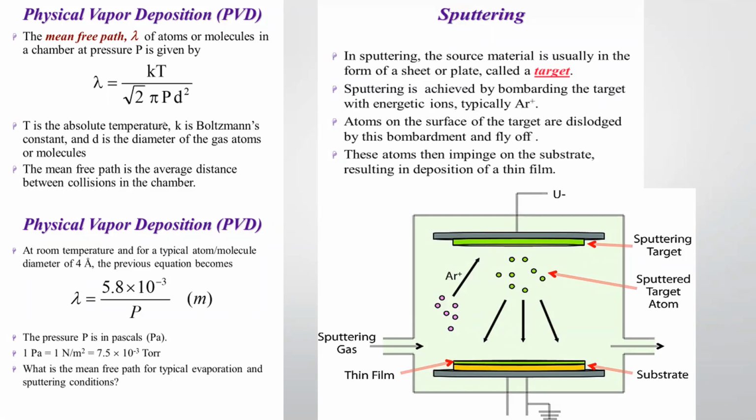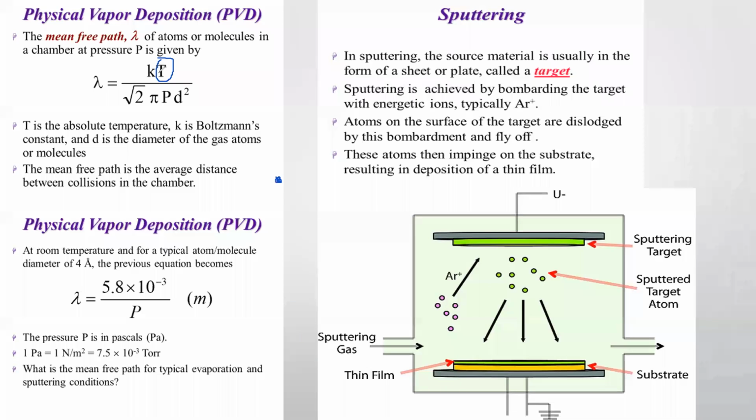T is the absolute temperature, whatever amount of temperature we apply here. K is the Boltzmann constant, and that value is always constant, the fundamental constant of Boltzmann. And d is the diameter of the gas atom, meaning whatever gas atom it is, it may be an argon gas atom.